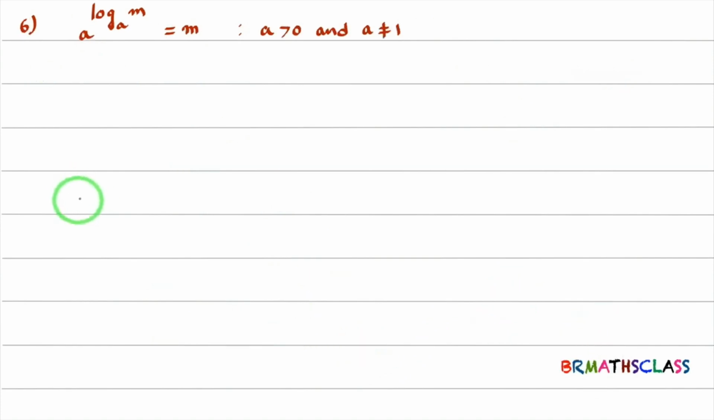You see the sixth property: a power log m base a is m. First I'll prove this result. To prove this result, I'll take log m base a as x.